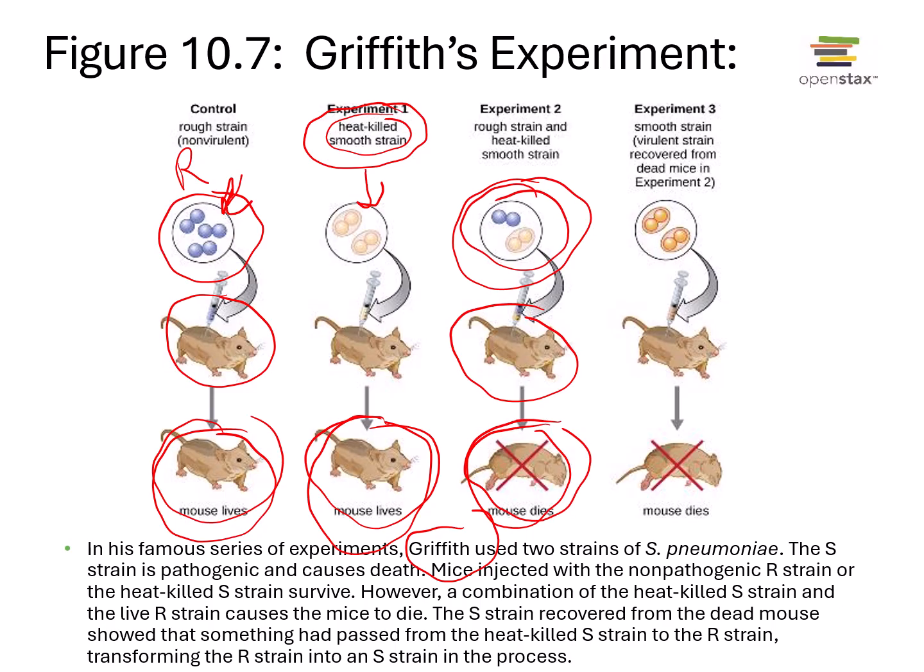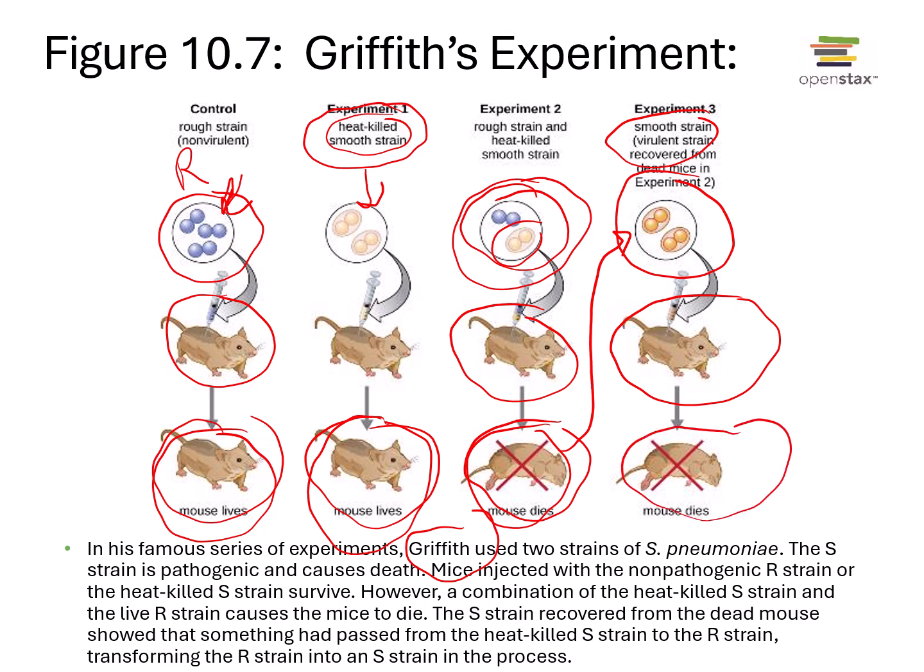What's even weirder is when you examine the mouse and examine its blood or tissues, you would find living smooth strain. Like, how did these come back to life? What happened? So they isolated live smooth strain from those dead mice, injected that into another healthy host. The same thing would happen. The mouse would die. So what he hypothesized was that something was released from the S cells that were dead and was able to enter the R strain to transform them into the smooth strain.